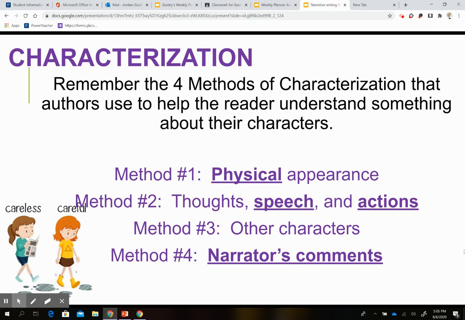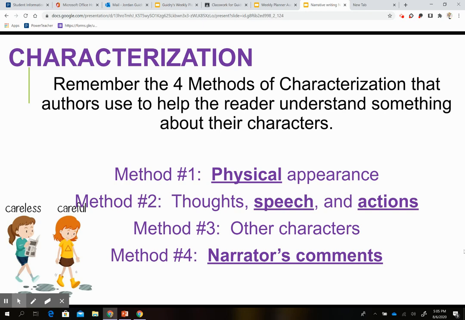Next, we have characterization. There are 4 methods of characterization that authors use to help the reader understand something about characters. The first method is physical appearance. This is going to be how they describe a character. So if they describe a character as unkempt, holes in their jeans, stains on their shirt, unbrushed hair, haven't brushed their teeth, dirt on their face, you might say that they're describing that character as messy.